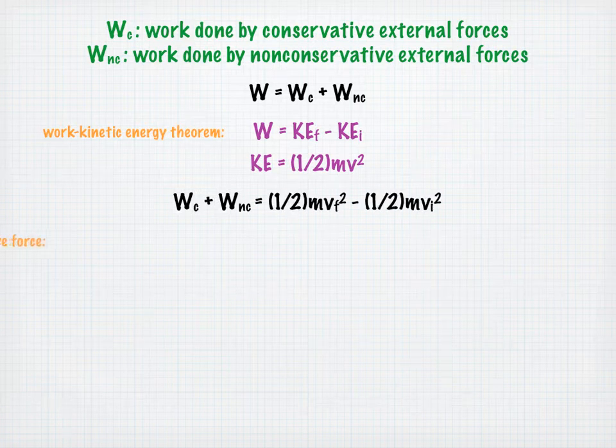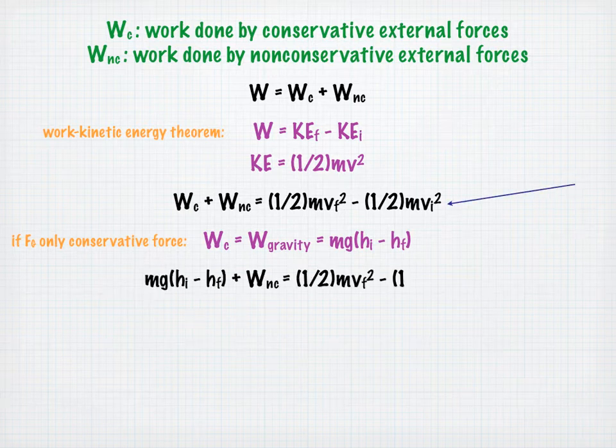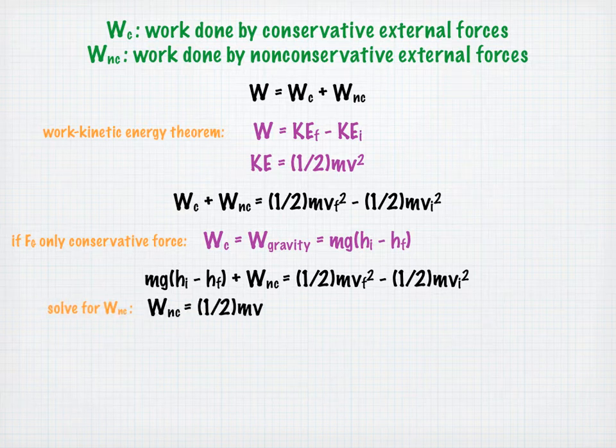If the only conservative force we're dealing with is the gravitational force, then the work done by conservative external forces is equal to m times g times the initial height minus the final height of the object. We found this when we talked about gravitational potential energy. We will now substitute this expression for W sub c into this expression to get this result. Now we will solve this for the work done by non-conservative external forces.